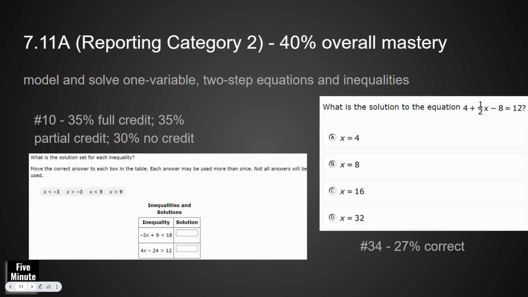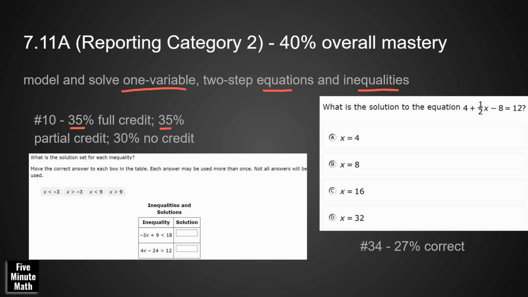Next, 7.11a. We barely get to 40% here, reporting category 2. We're modeling and solving one variable two-step equations and inequalities. All right, so in this case, we're solving both. Sometimes we end up modeling. So number 10 is a 2-point problem. We got 35% full credit, 35% partial credit.